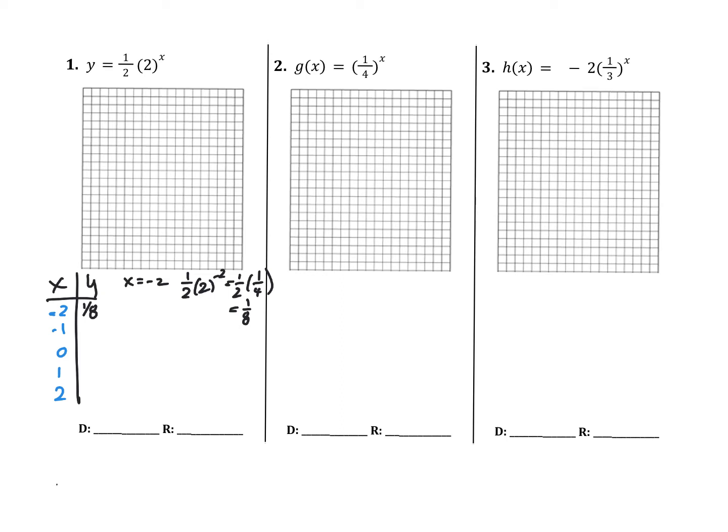When I plug in -1, so if x equals -1, then I'm looking at 1/2 times 2 to the -1st power, which is going to be 1/2 times 1/2. Again, multiply across the top to get 1, across the bottom to get 4, and we get 1/4. If I plug in 0, if x equals 0, we have 1/2 times 2 to the power of 0. Anything to the power of 0 is 1, so that's going to be 1/2 times 1, which is just going to be 1/2.